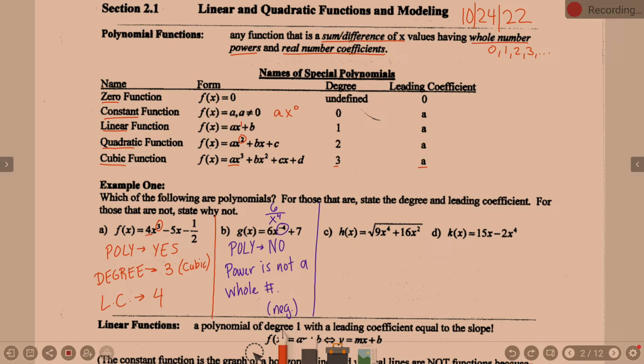Okay, C. H of x is the square root of 9x to the 4th plus 16x squared. Is it a polynomial? I think so. Practically, yes. You simplify it. Yes. You have to square both sides. Well, this is a function, h of x equals, so I can't square both sides to get rid of the square root. What is a square root as a power?